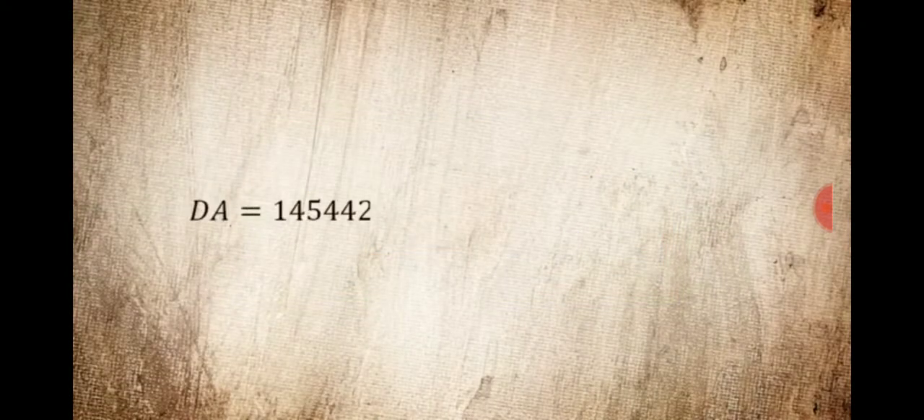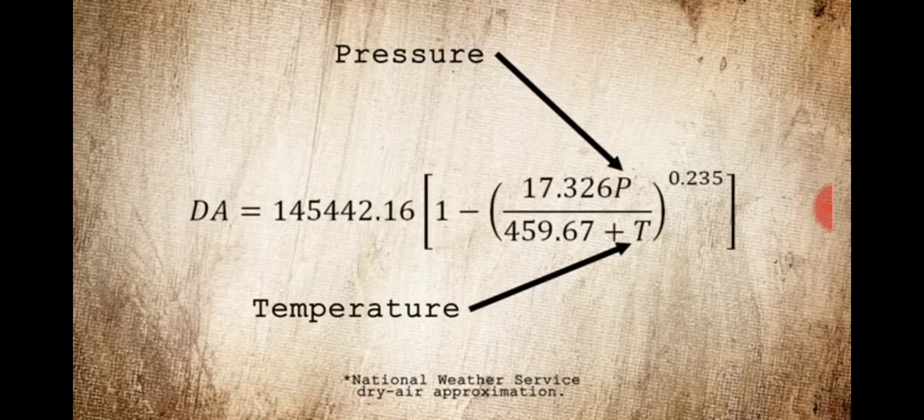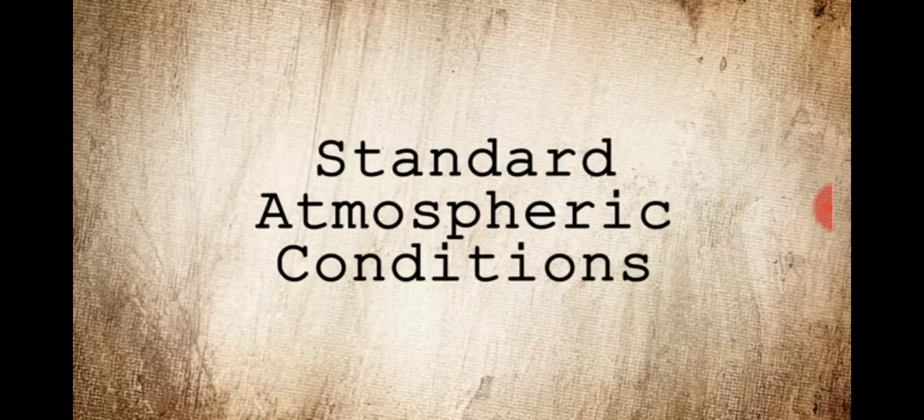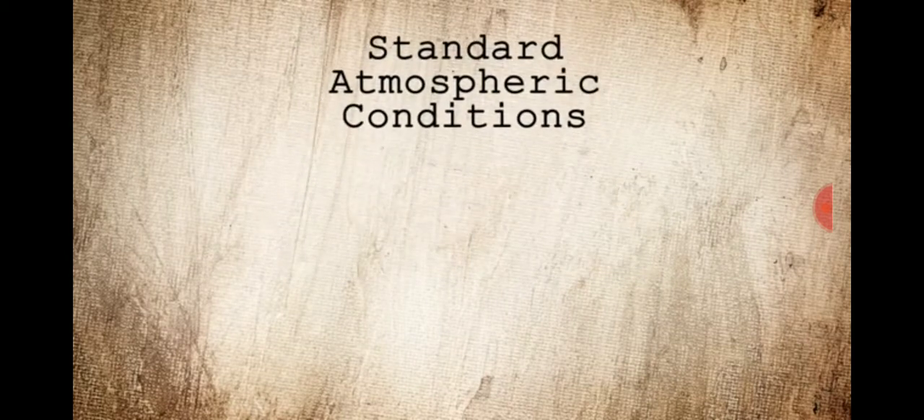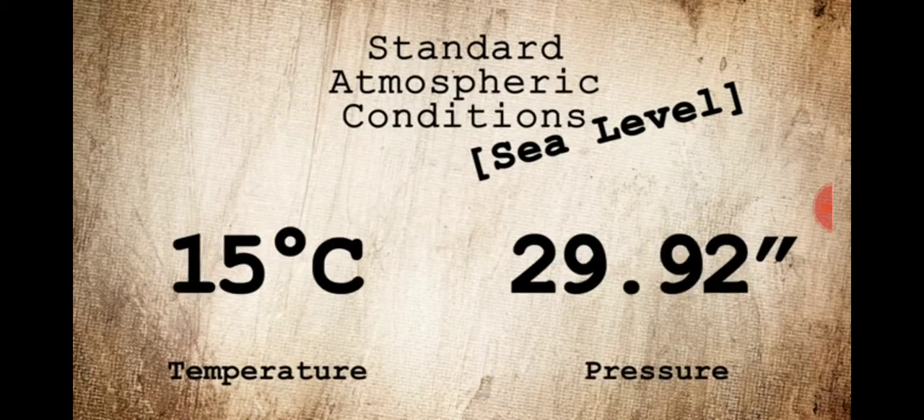Scientists have developed a formula that allows them to assign a specific value for temperature and pressure to different altitudes. We call these designated values the standard atmospheric conditions for those altitudes. The standard conditions for 0 feet elevation, or sea level, consist of a temperature of 15 degrees Celsius and a pressure of 29.92 inches of mercury.